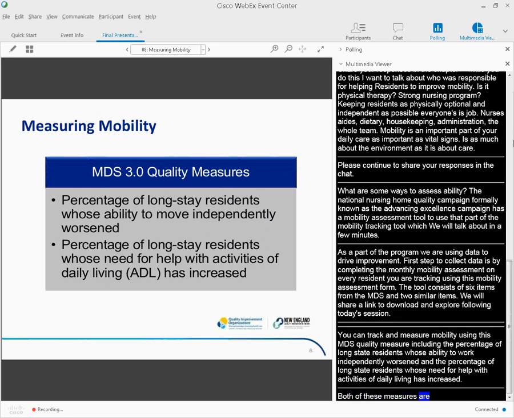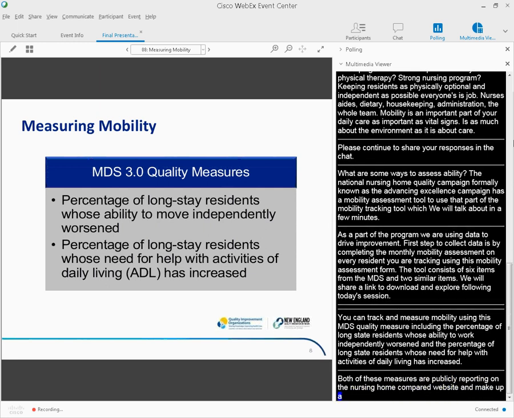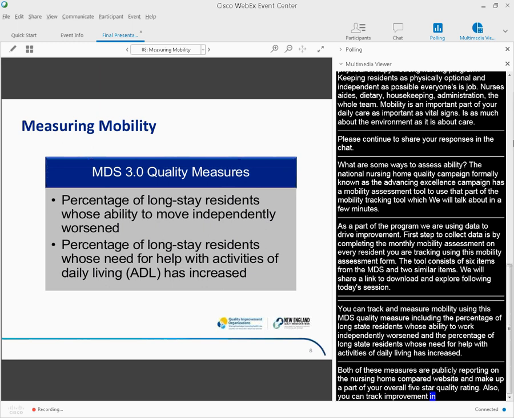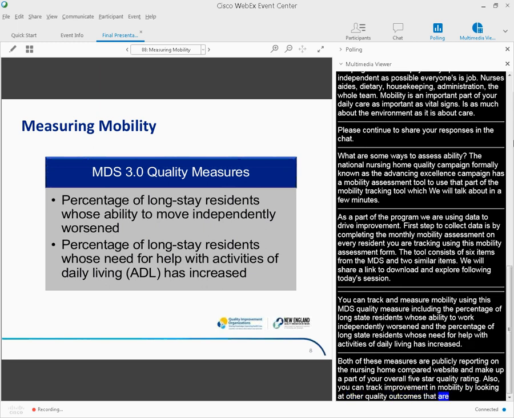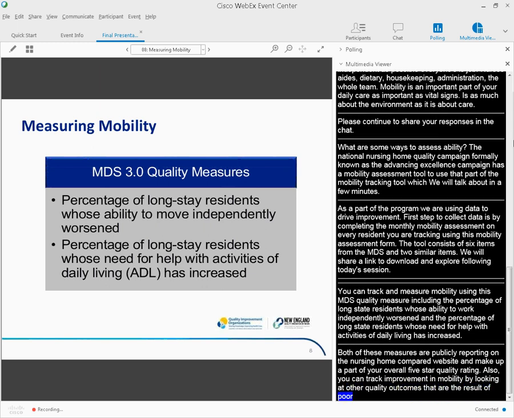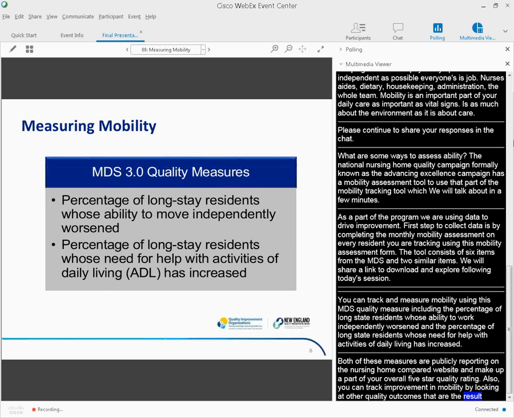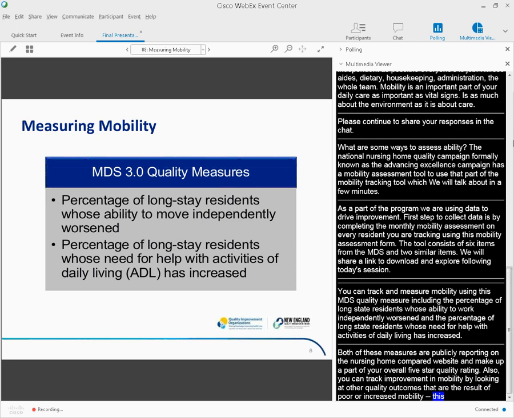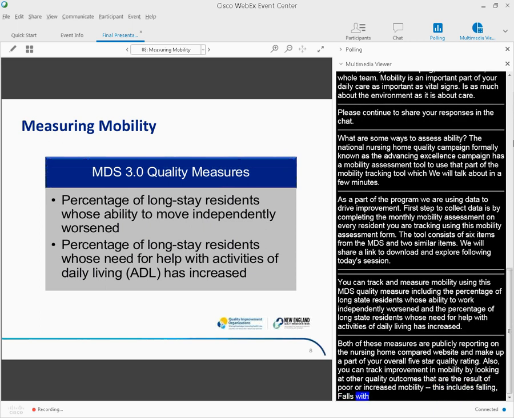Also, you can track improvements in mobility by looking at other quality outcomes that are the result of poor or increased mobility. This includes falls with major injury, pressure ulcers, and depression. You'll find that as mobility improves, these quality measures will also improve.